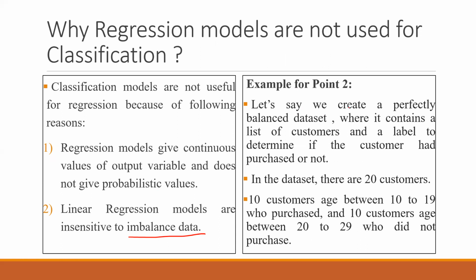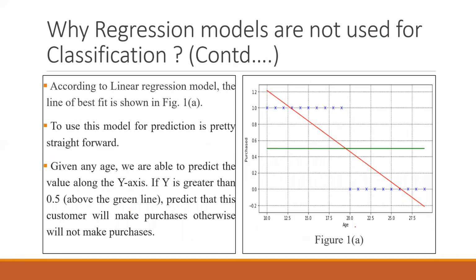So let's say now we create a perfectly balanced data set that contains a list of customers and a label to determine if the customer had purchased or not. In the data set there are 20 customers: 10 customers of age between this who purchased, and 10 customers of age between this who did not purchase. According to a linear model, you are plotting a straight line based on the data set, right?